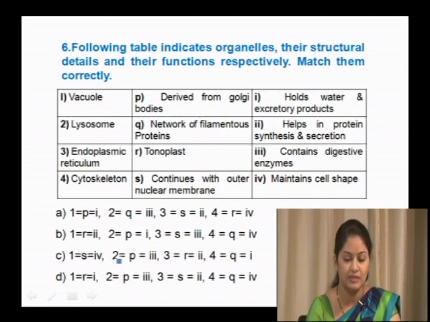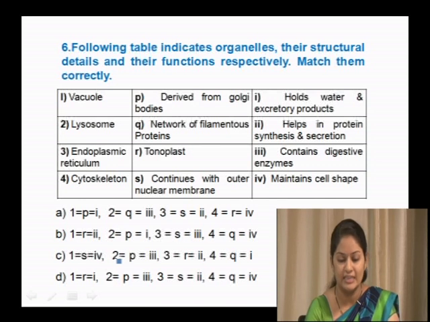2. Lysosome. It is usually said that it is derived from the vesicles of the Golgi body, which will be filled with digestive enzymes. So for second one, the options goes like this: 2, P and 3. Third one, endoplasmic reticulum. We have observed the position of endoplasmic reticulum, that it continues with the outer membrane of nucleus, and if you consider the functions of it, it will help in protein synthesis and secretion. So endoplasmic reticulum 3, S and 2, all these will match.